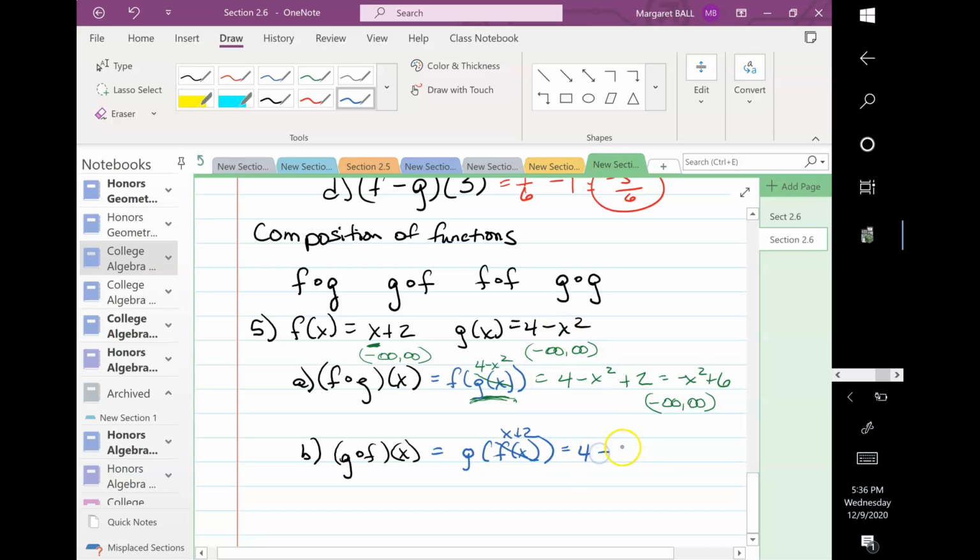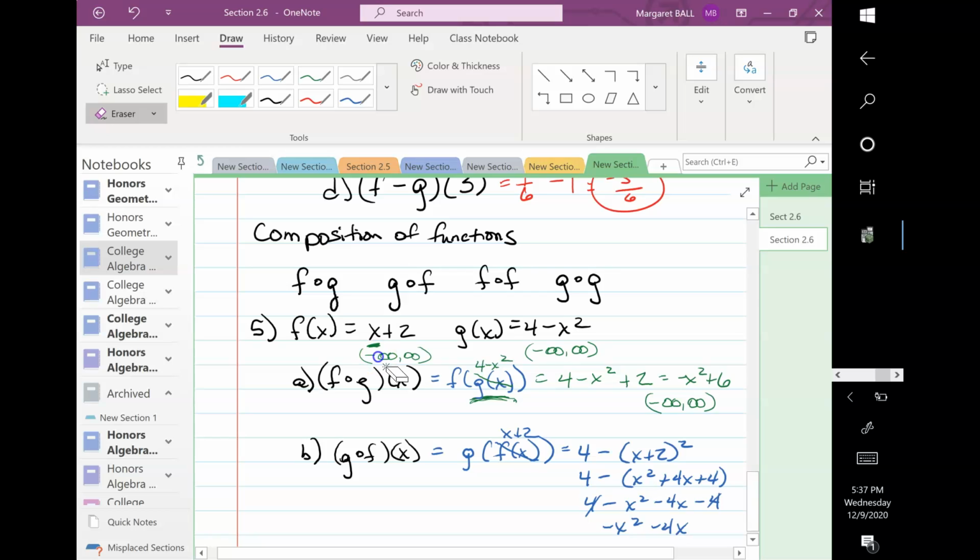So you're going to take the x plus 2 and plug it in for x. Now because there's subtraction there and a square, make sure you use parentheses. So 4 minus, okay, we have to square that thing. Be careful. It's x squared plus 4x plus 4. Notice I kept the parentheses there because my subtraction is still there. So it's 4 minus x squared minus 4x minus 4. The 4's drop out, so I get negative x squared minus 4x.